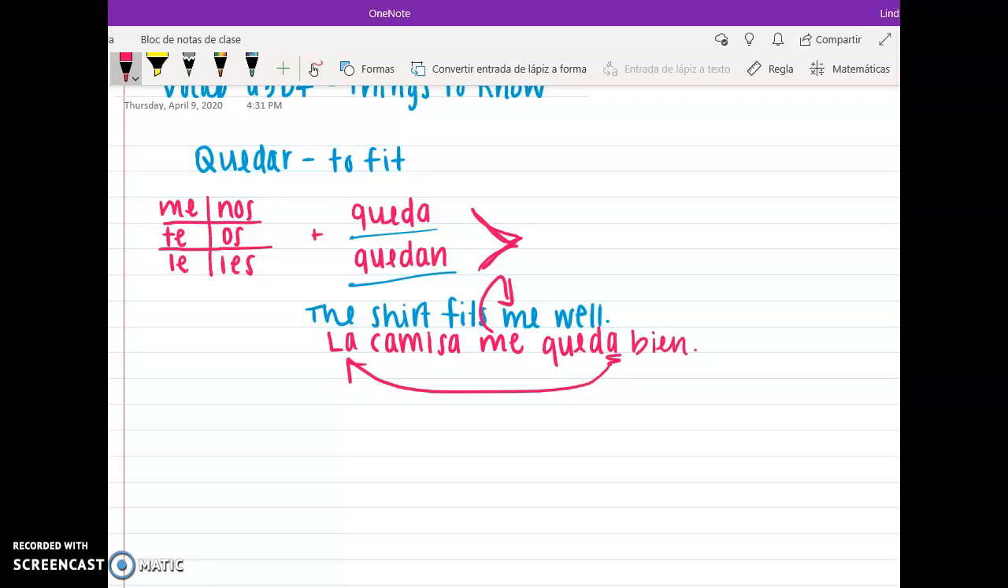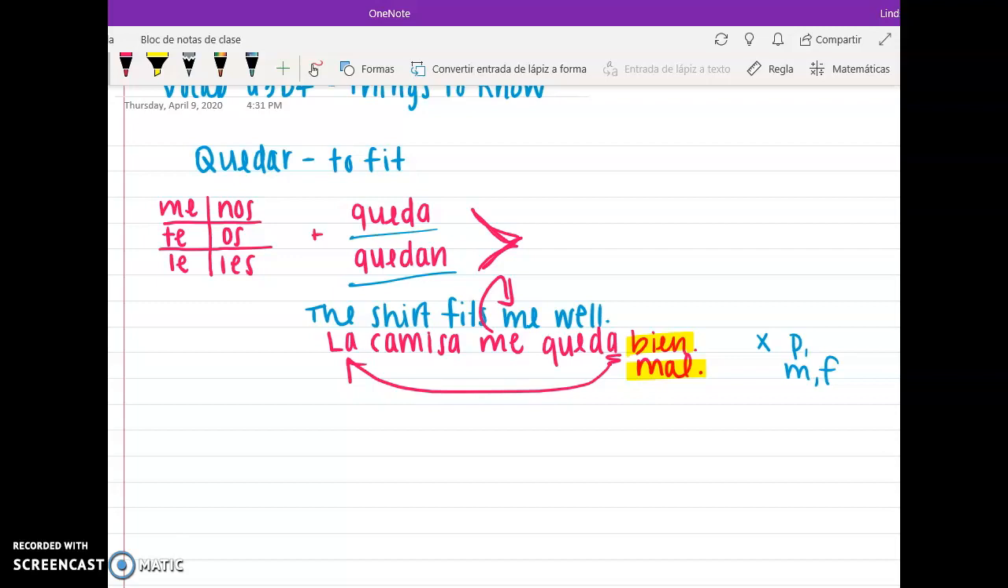Okay, another word that the vocab list gave us to describe how things fit is mal, and that's saying that something fits poorly or badly. And something that's important to remember about bien and mal is that they cannot be made masculine or feminine. They just stay bien and mal. That's all they can do.